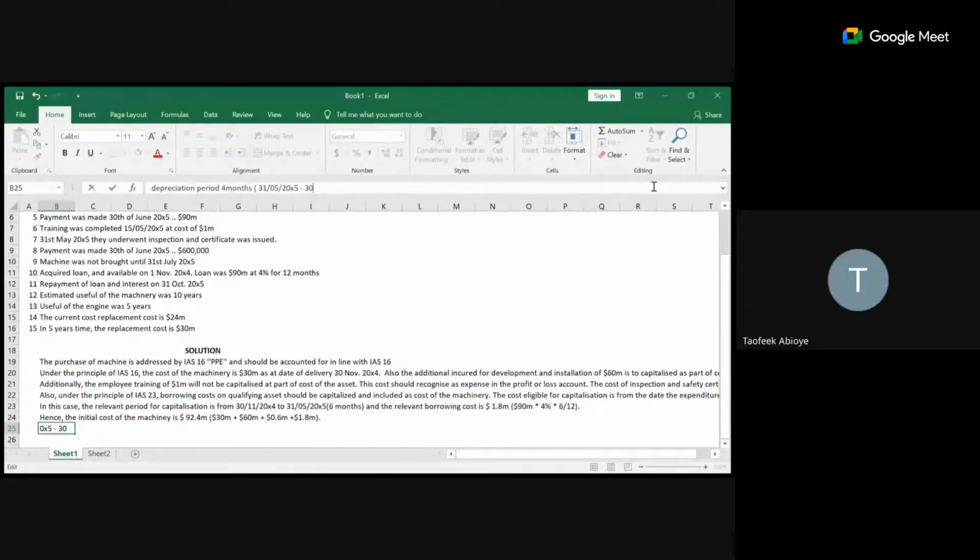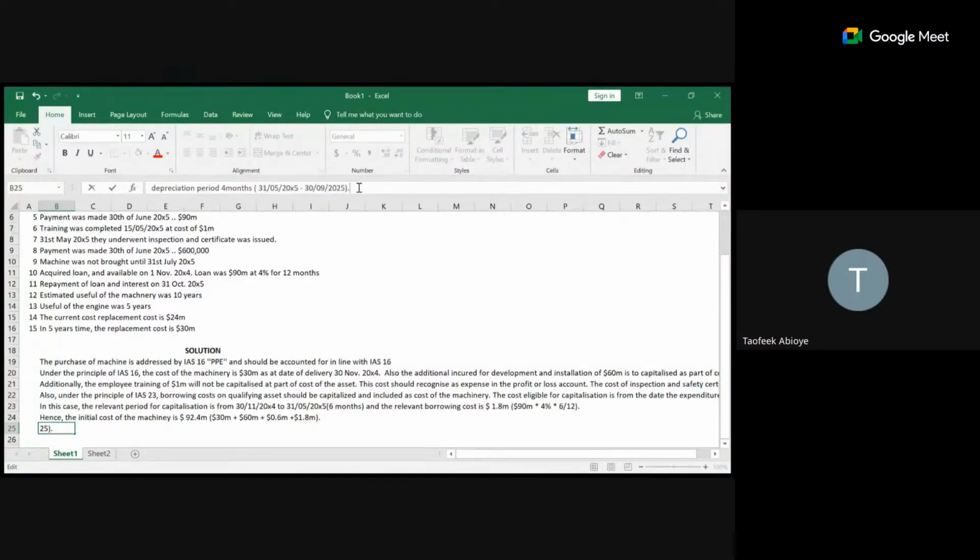So 30th September, right? Our year one depreciation would be 12 months, but it is not 12 months, it is 4 months. That means from 31st May till the accounting year end of the business, which is 4 months. So when calculating depreciation, we will multiply by 4/12, because it is a 4-month depreciation, not 12 months.